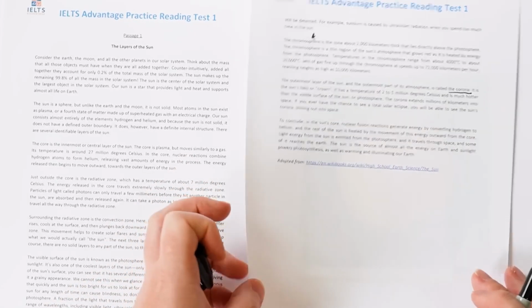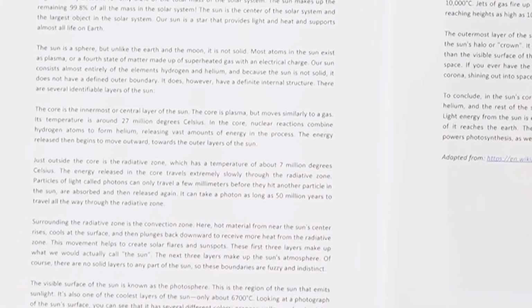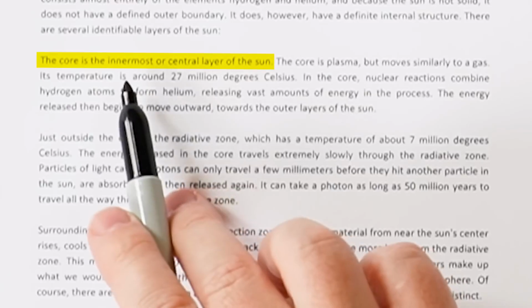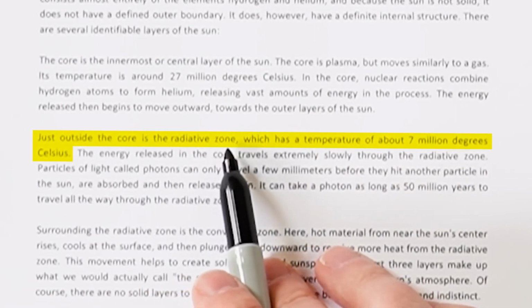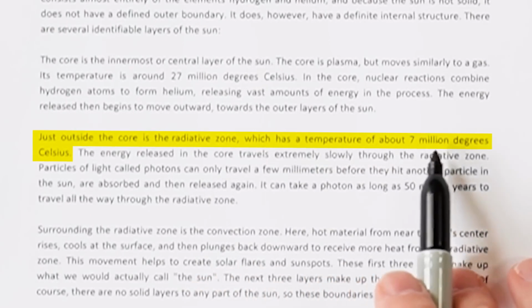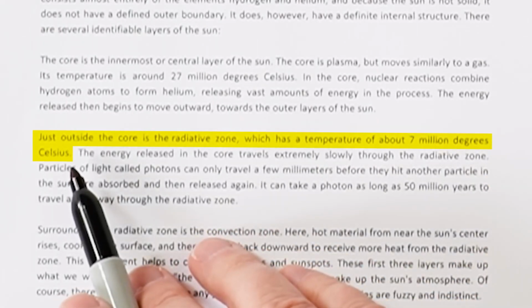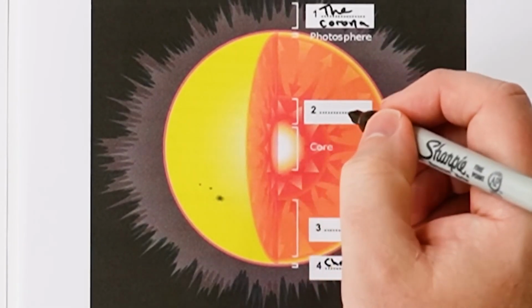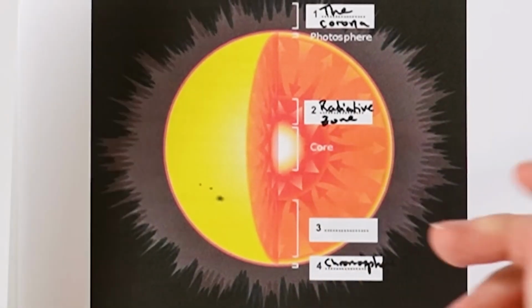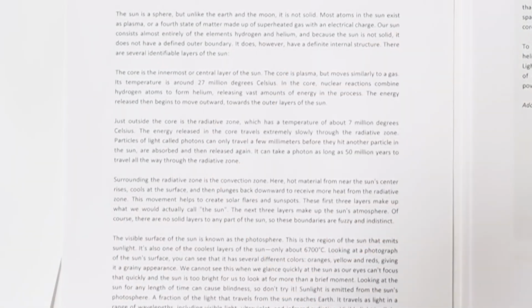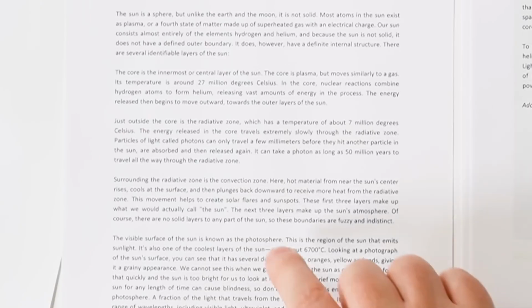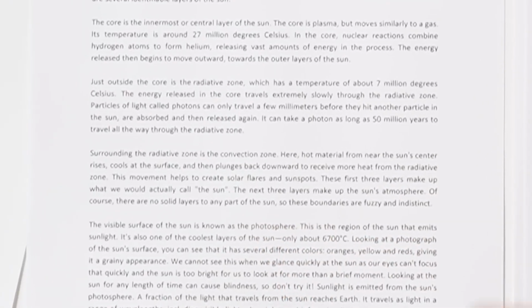Okay, number 2, what we're looking for is talking about the region or the part next to the core. So the core is the innermost area, so we're scanning. Okay, so it's not that part. Just outside the core is the radiative zone, which has a temperature of about 7 million degrees Celsius. So just outside the core, radiative zone. And that leaves us with number 3. So it seems to be going core, then a little bit further out, the radiative zone, and then a little bit further out. Is it the photosphere?